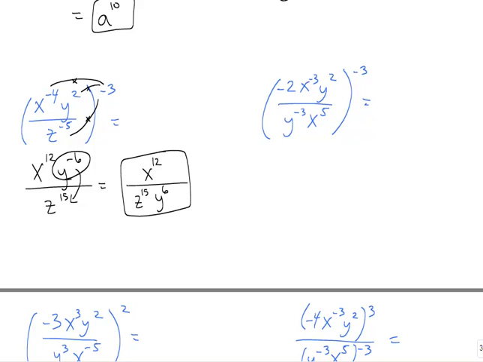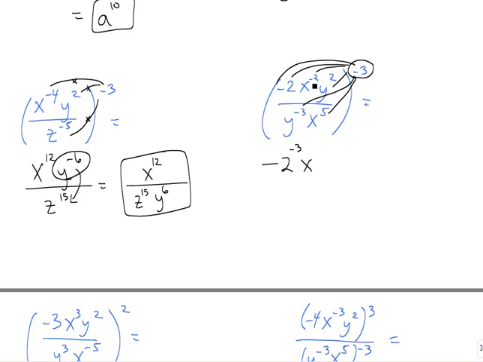Okay, on the next example we're going to do the same thing, but be sure to distribute that negative 3 power to everything. That includes the negative, the 2, the x, the y in the bottom, and the x in the bottom. So let's start with that negative out front. When you are taking a negative, remember to just look at the power and say, is it even or is it odd? And a power of negative 3 is an odd power. So a negative raised to an odd power is going to stay negative.